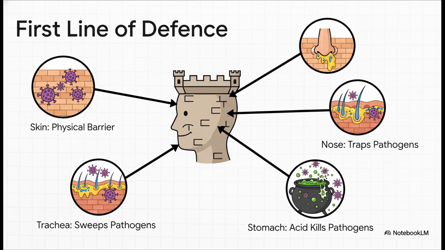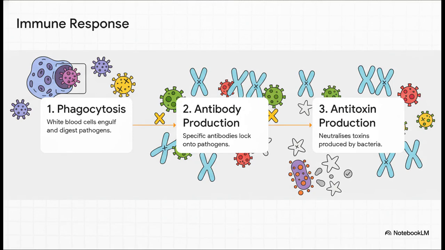Your airways, your trachea and bronchi, are lined with more mucus to trap pathogens, and these tiny little hairs called cilia that are constantly waving, sweeping all that gunk upwards, away from your lungs. And if you happen to swallow any pathogens, your stomach is ready with hydrochloric acid to basically dissolve them. It's a fortress. But what if a pathogen gets past those walls? Well, that's when the special forces get deployed.